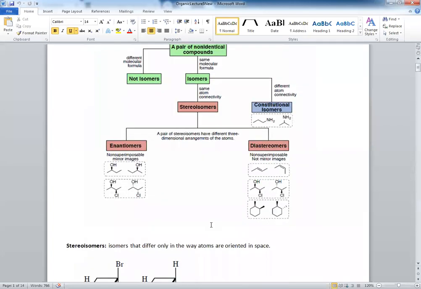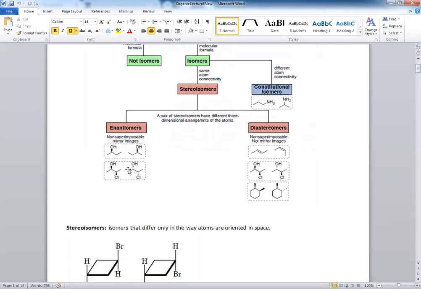So now the most important part of all of isomers is stereoisomers. And stereoisomers can be divided into two types. But what are stereoisomers? They have the same connectivity. Notice the difference. They don't have a different connectivity. What's different about them is they are arranged differently in space.